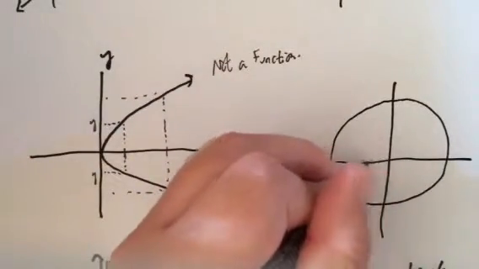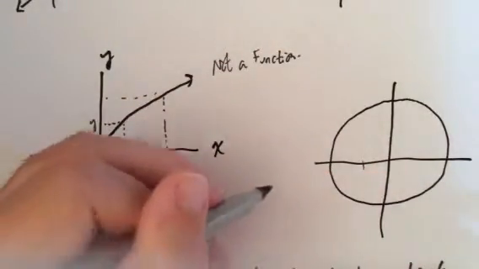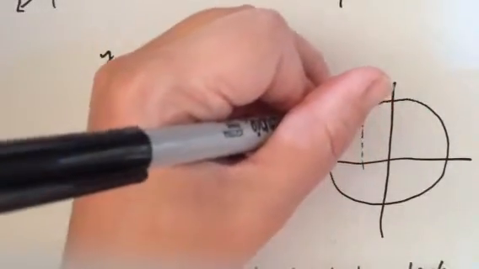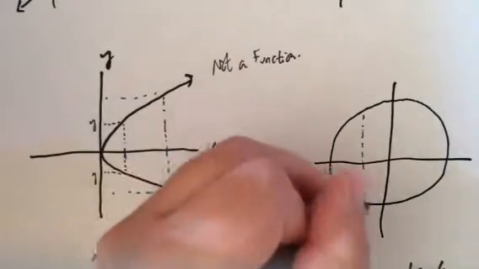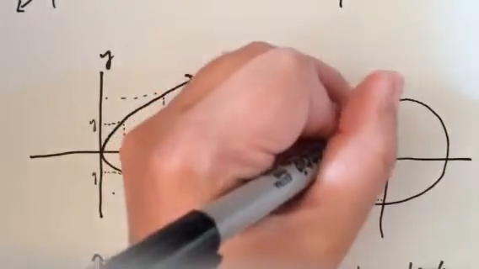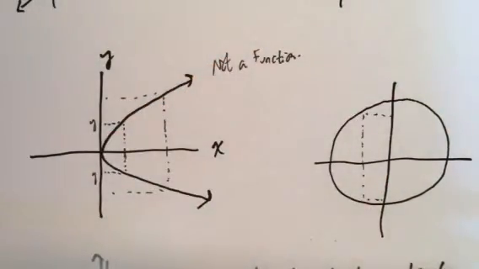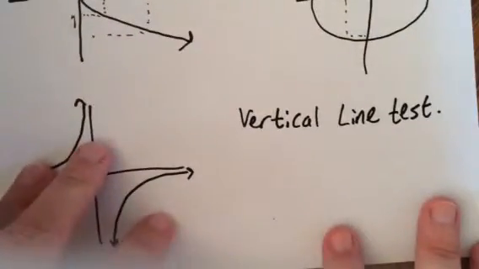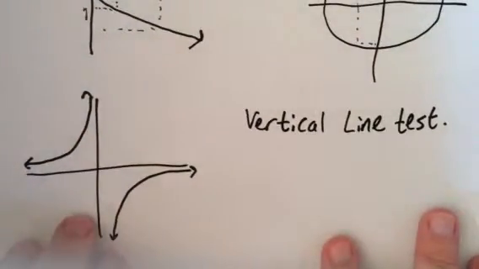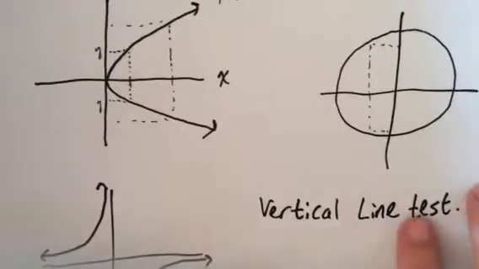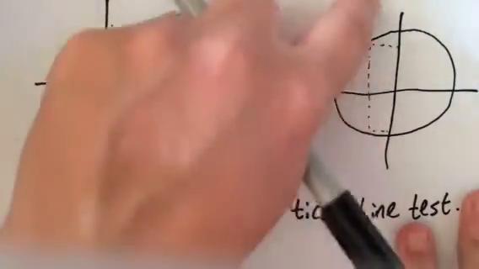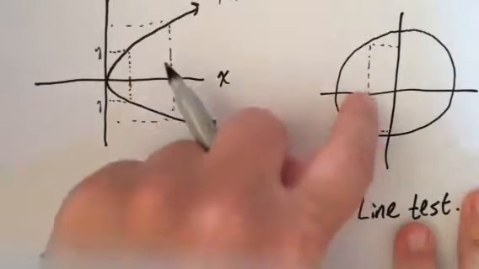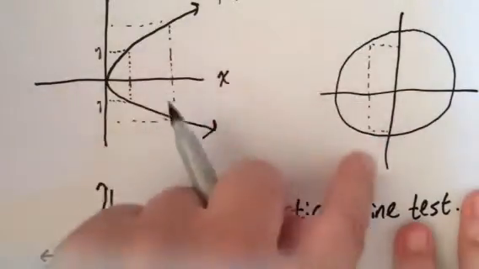Could do it with a circle. If I pick an x in the circle, I could draw it up and down to two different y's. So again, would not be a function. So we can use something called the vertical line test. If I kind of go back and look at this, if I could draw a vertical line anywhere in my graph where it's going to hit my graph twice, then it's not a function, because that means that single x would give me two y's.